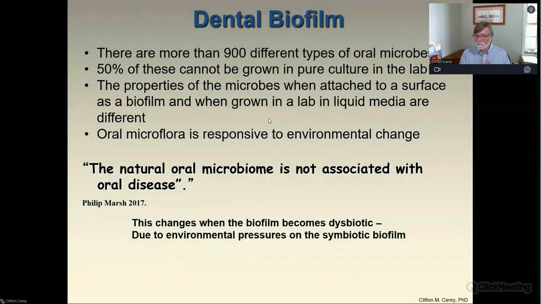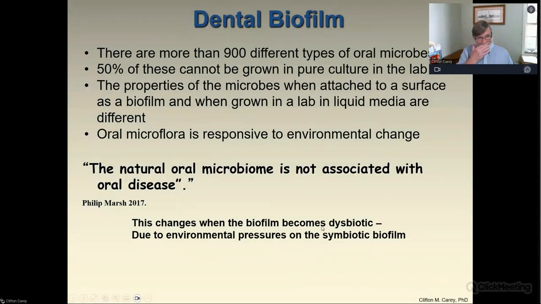And the oral environment is not steady state at all. It's always going up and down and all around. And so the bottom line is that the biofilm is responsive to the environmental change. It's very difficult to model that in the laboratory.